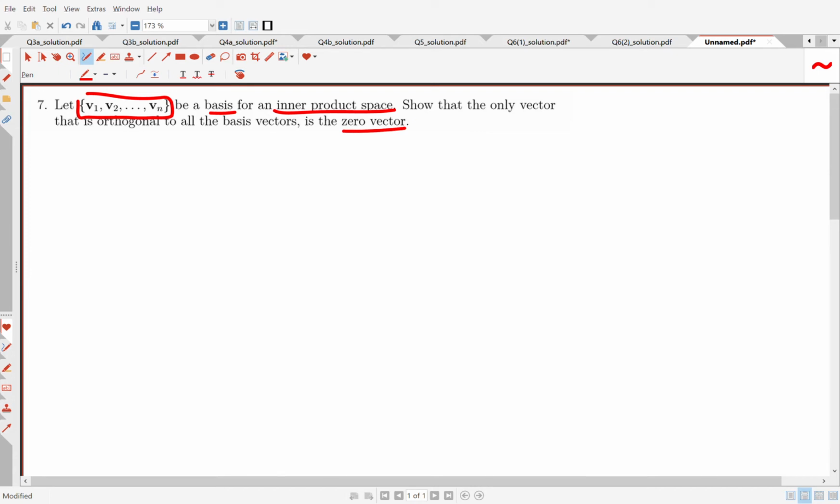Okay, of course, for the zero vector, it is very clear because we know that the inner product of 0 with Vj will be 0 for any j from 1 to n, right? So we want to show that this 0 is the only vector that if I take the inner product with Vj, I will get 0. Okay.